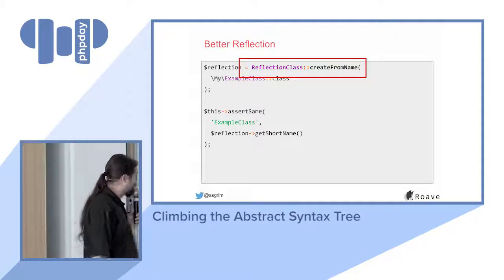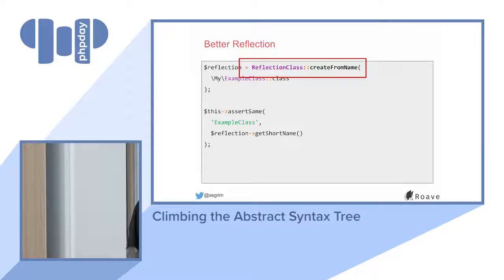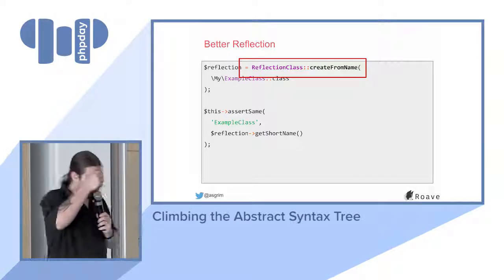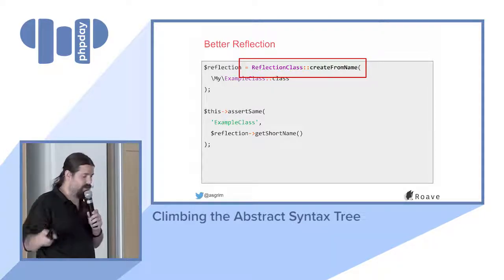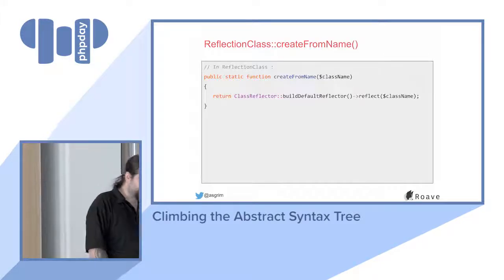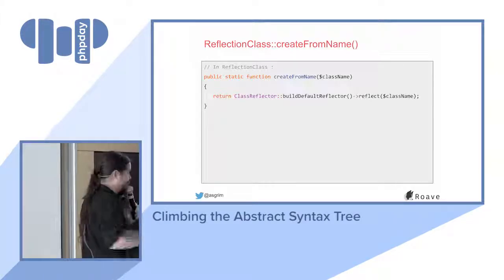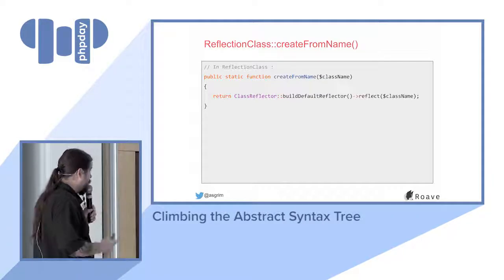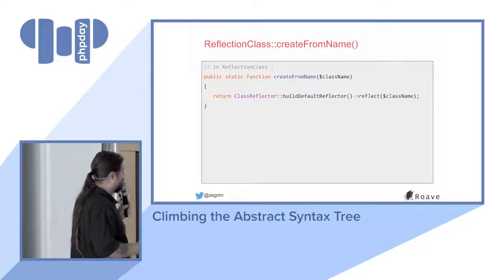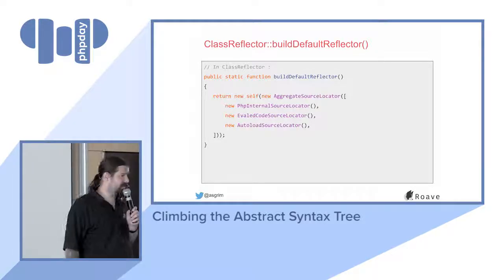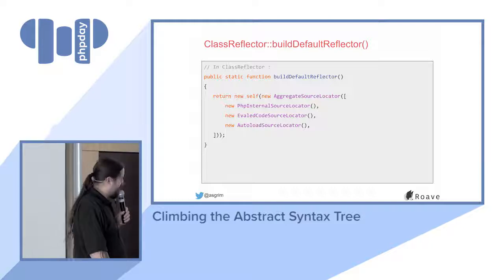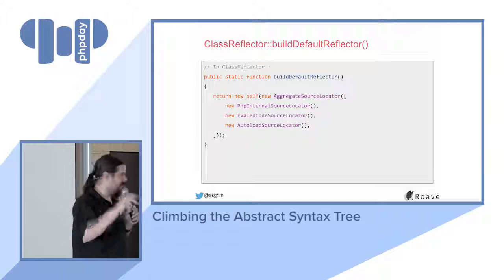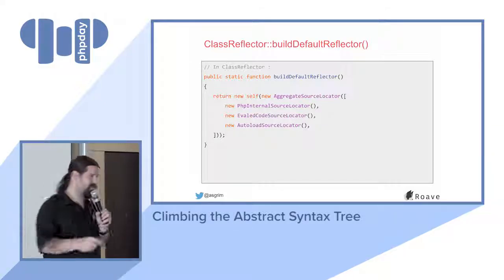It would look something like this: reflection class, create from name. This uses a load of defaults, which we'll have a look at in just a sec. It uses an under-the-hood component called a class reflector. So we can see here we build a default reflector, and we call reflect on that and pass the class name in. This is what the default reflector looks like. We've wrapped it in an aggregate, which basically means we can chain multiple source locators together. Don't worry if you don't know what a source locator is. We'll have a look at that in a moment.